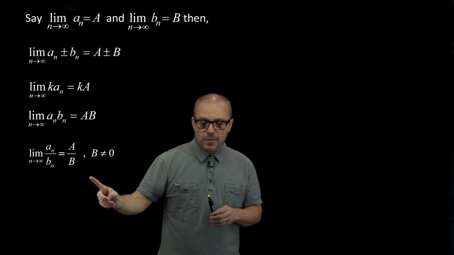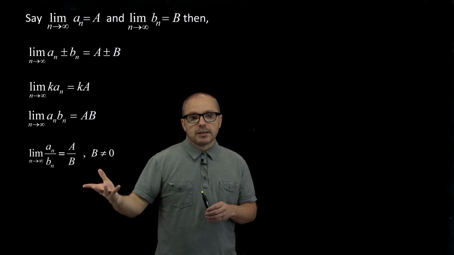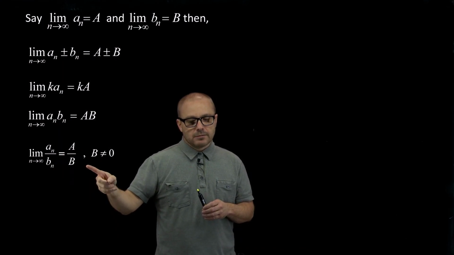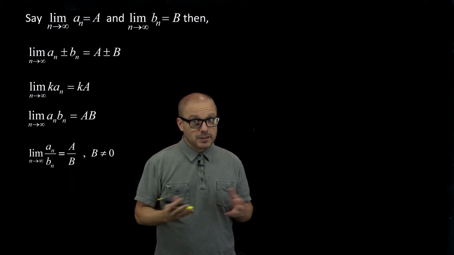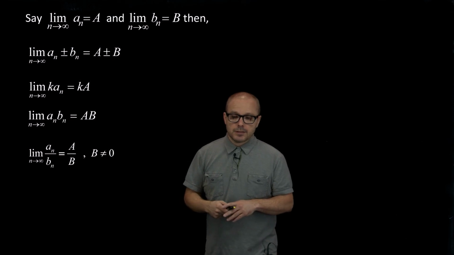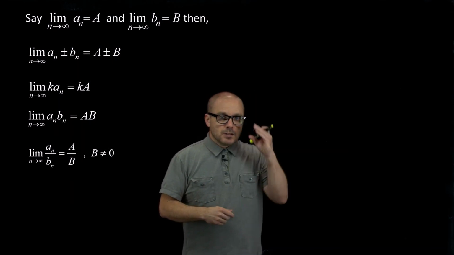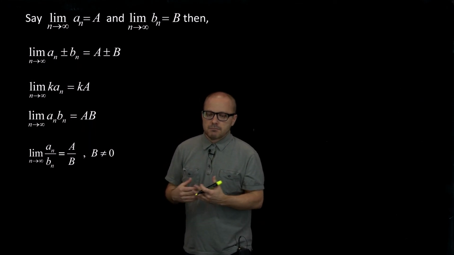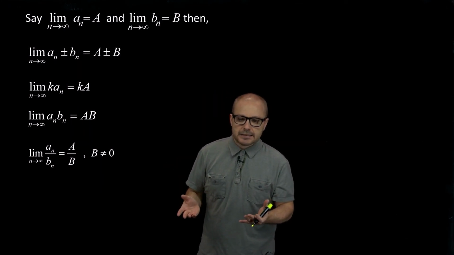And same thing with quotient, except if the bottom is going to 0, then it's not going to be A over B because that doesn't exist. But as long as B is not 0, then it's just a ratio of the limits. So let's look at an example of how this allows us to evaluate limits quite easily.